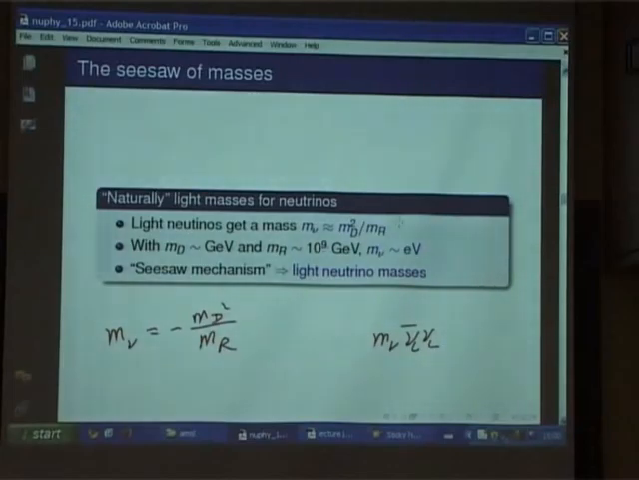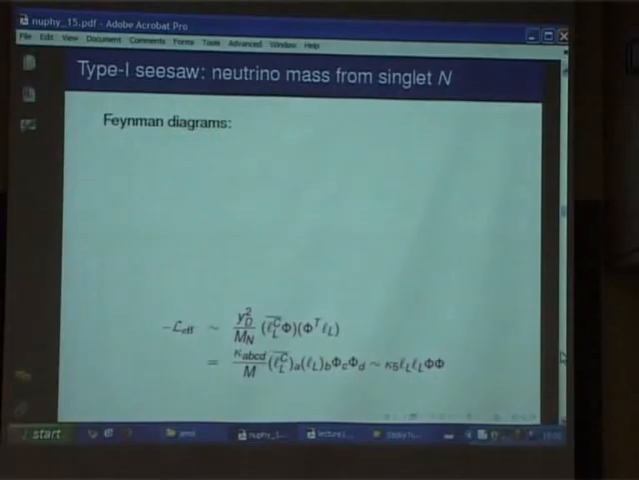So this is the magnitude point. So yeah, light neutrinos get a mass. For MD around 10^2 GeV and MR around 10^9 GeV, say, we get a light neutrino mass. So these are generally characteristics of the seesaw mechanism. Let me go through that in slightly more detail. So how does that happen?